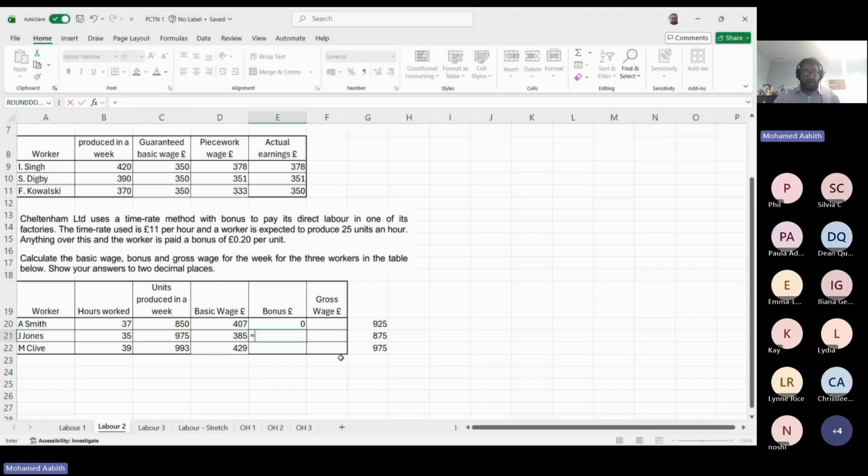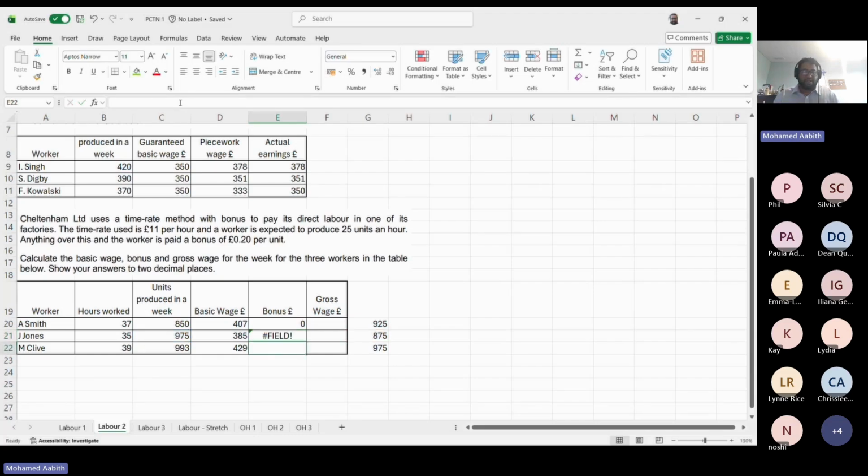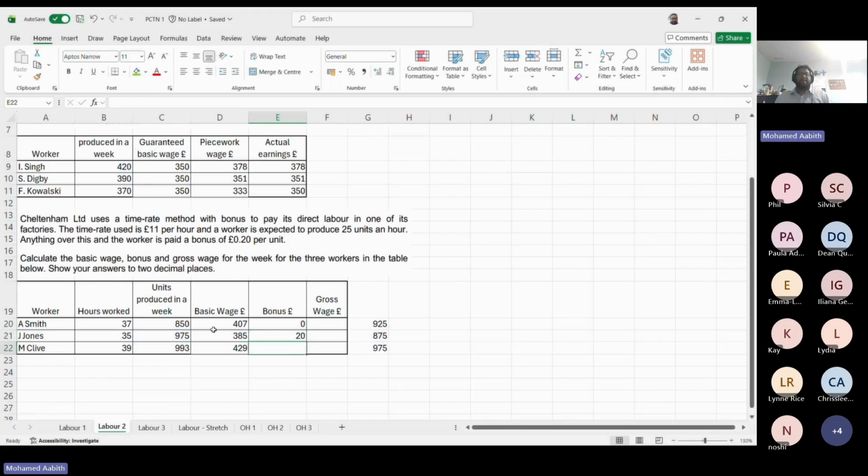Let's work that out. This minus that number will be the number of items they have produced in excess. And what is their bonus going to be? The bonus is going to be 20 pence per unit. So I'm going to multiply by 20 pence. I need to times it. If I do that, it's going to come up to a £20 bonus. Why? Each unit is 20 pence, so if I do 100 units, that is going to be £20 of bonus.